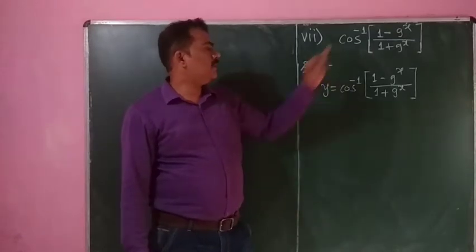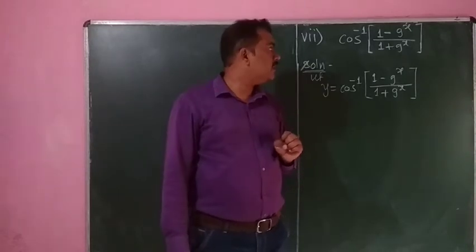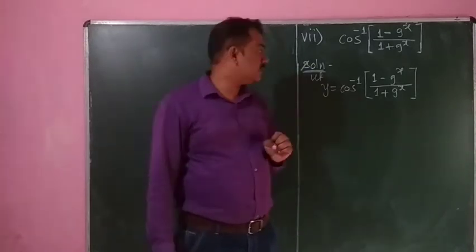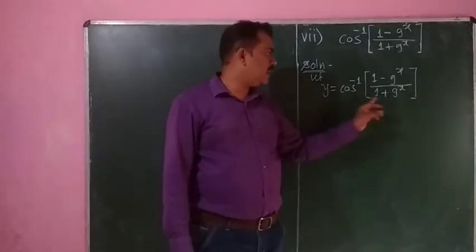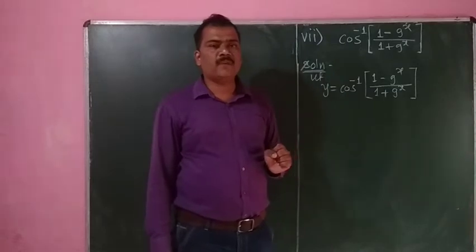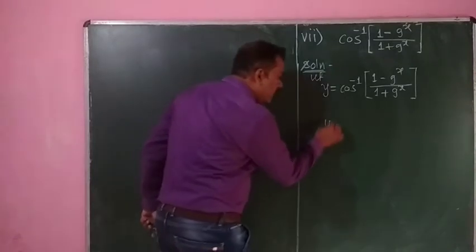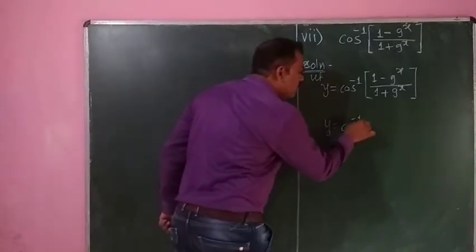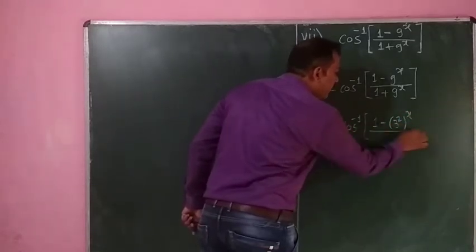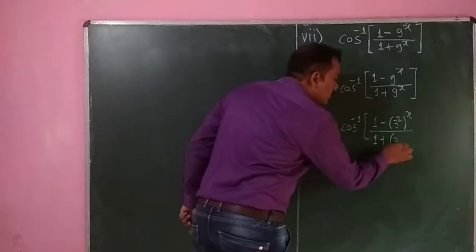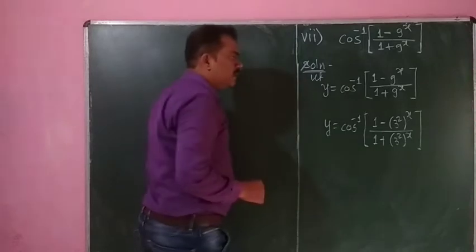Next example, example number 7: cos inverse of 1 minus 9 raised to x divided by 1 plus 9 raised to x. Let y is equal to cos inverse of 1 minus 9 raised to x divided by 1 plus 9 raised to x. Now I will write this 9 as 3 square, so that we can write y is equal to cos inverse of 1 minus 3 square raised to x divided by 1 plus 3 square raised to x. 9 can be written as 3 square.